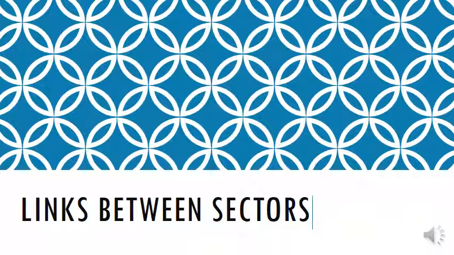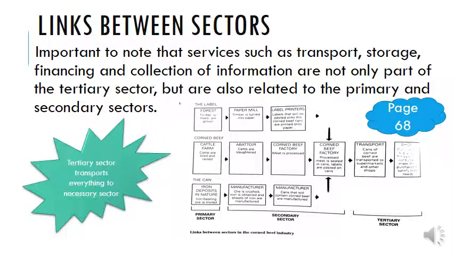Okay, now we're quickly going to have a look at the links between sectors. Now, links refer to being connected. I would like you to think of a chain and how each part of that chain is connected to each other to make the whole chain. Okay, now it is important to note that services such as transport, storage, financing, and collection of information are not only part of the tertiary sector, but are also related to the primary and secondary sector. What this means is that each sector combines with each other to help each other do their part.